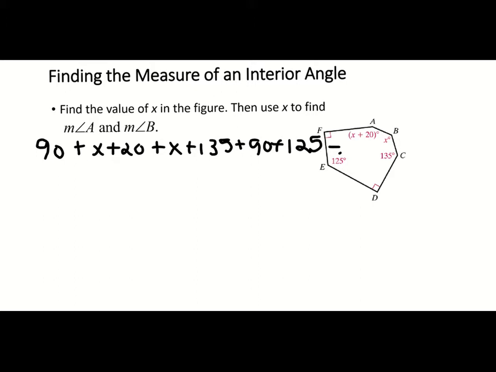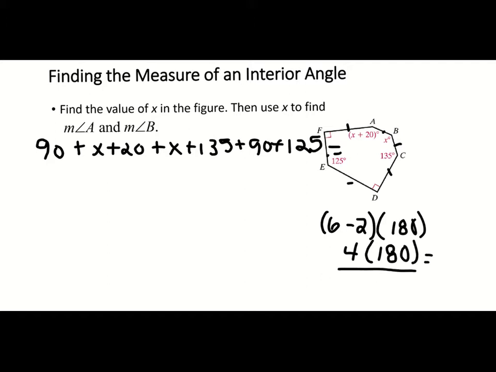This figure is, let's see how many sides it has. It has 1, 2, 3, 4, 5, 6 sides. So it is a hexagon. It's a 6-sided figure. So to figure out what my equation needs to equal, I need to figure out what the sum of the interior angles of a hexagon equals. So if we do 6 minus 2 times 180, that's going to give me 4 times 180, and that will equal 720 degrees. So now my equation is going to equal 720 degrees.